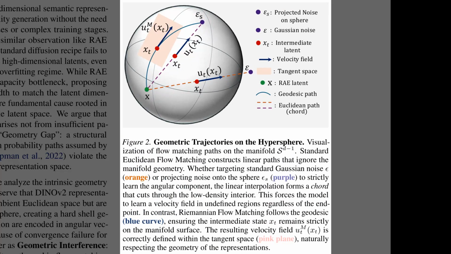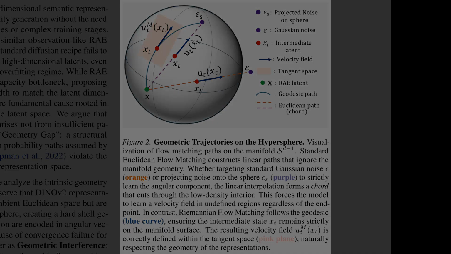To understand the root cause of that failure, Figure 2 visualizes the latent space as a hypersphere. Standard Euclidean flow matching connects points with straight lines, like the dashed orange path, which acts as a cord cutting through the sphere's empty interior. This forces the model to learn in undefined regions where no real data exists. Even the dashed purple path, which targets projected noise, still cuts through this void. Instead, the method uses the solid blue curve, the geodesic, to stay strictly on the surface, ensuring the velocity fields remain valid.